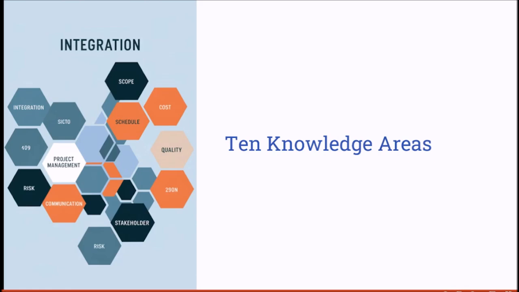In the PMP certification, the 10 knowledge areas are a key part of the PMBOK guide, or the Project Management Body of Knowledge. These areas cover the essential domains and skills needed to manage a project successfully. Each knowledge area encompasses specific project management processes and concepts.